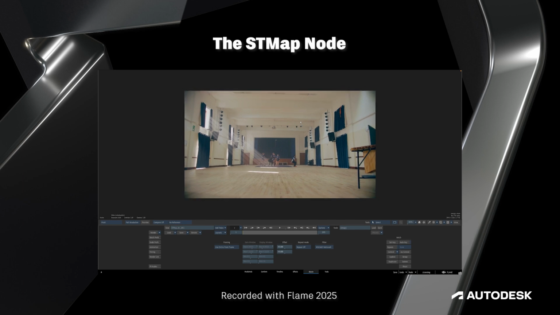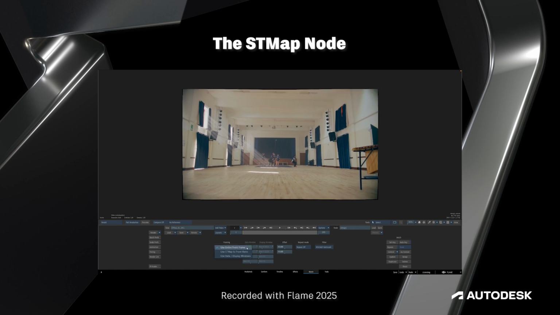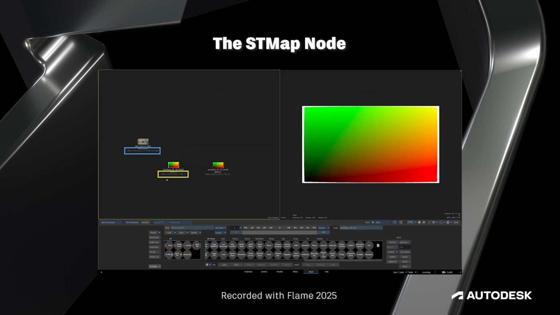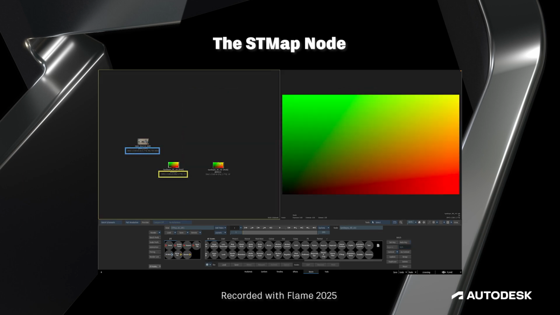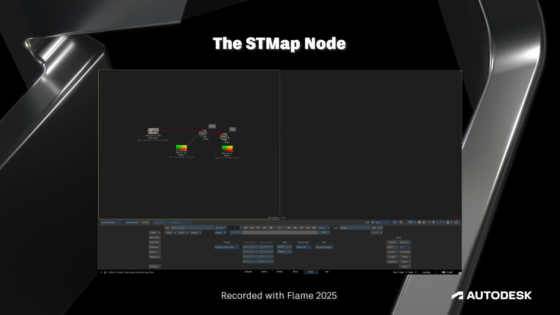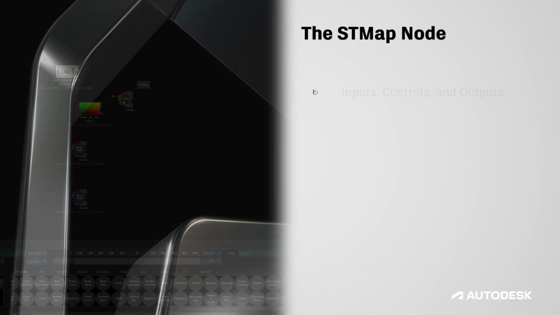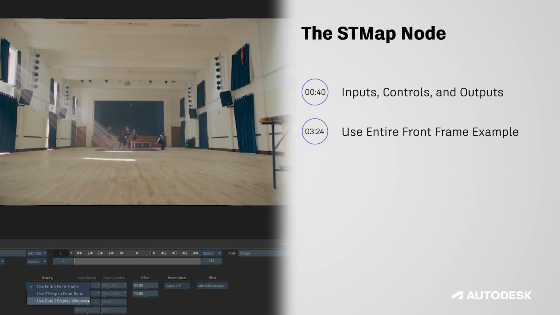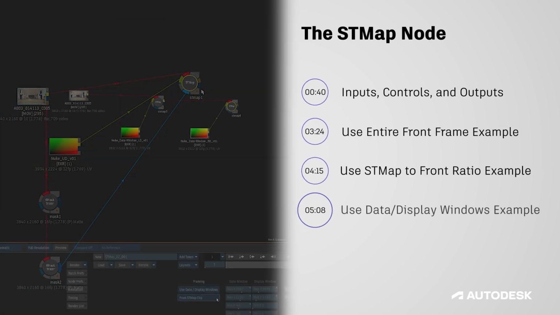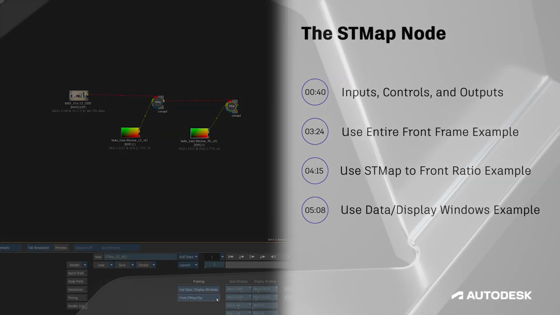Previous versions of Flame had support for STMaps through the use of Matchbox shaders. But now, in the context of the new lens distortion workflows, Flame 2025 introduces a brand new STMap node that makes working with distortion maps easier than ever before. In this video, we'll be going over the STMap node's various inputs, controls, and outputs, and how to use it in a number of different scenarios.